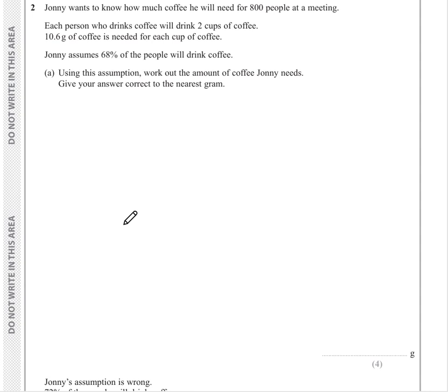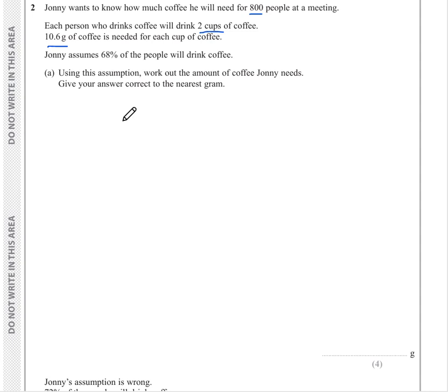Question 2. Johnny wants to know how much coffee he will need for 800 people at a meeting. Each person who drinks coffee will drink 2 cups of coffee. 10.6 grams of coffee is needed for each cup of coffee. Johnny assumes that 68% of the people will drink coffee. Using this assumption, work out the amount of coffee Johnny needs. Give your answer correct to the nearest gram.